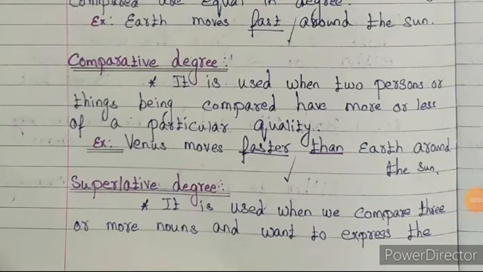The next, the third one, is the superlative degree. It is used when we compare three or more nouns and want to express the highest degree of some quality in a person or thing among all the others in a group. This is the superlative degree. Superlative degree means it compares three or more nouns, while in the positive degree there is no comparison, but it gives equal importance.